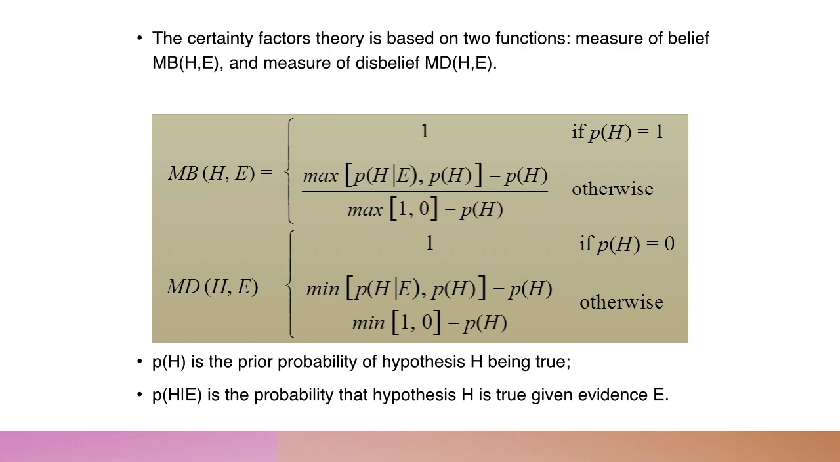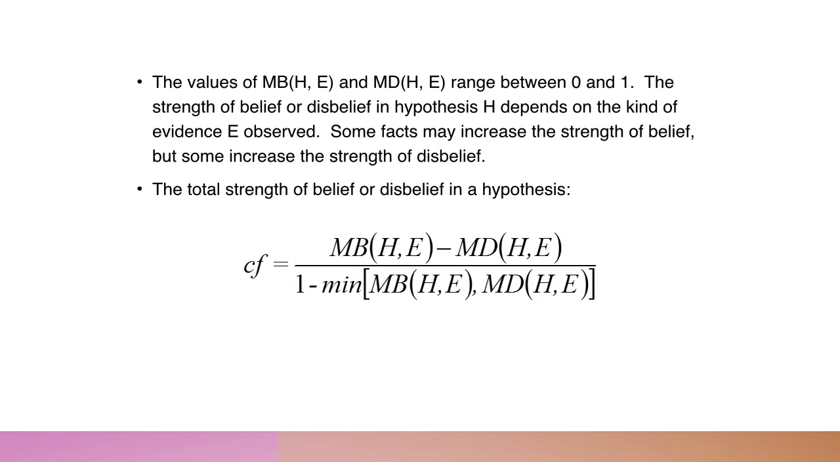The experts usually construct these measures based on the probability of things happening. So they will identify the prior probability of the hypothesis and the probability that the hypothesis will be true given the evidence is true. The measure of belief and disbelief usually range between 0 and 1. So the total strength of this belief is actually calculated into the certainty factor using this formula.